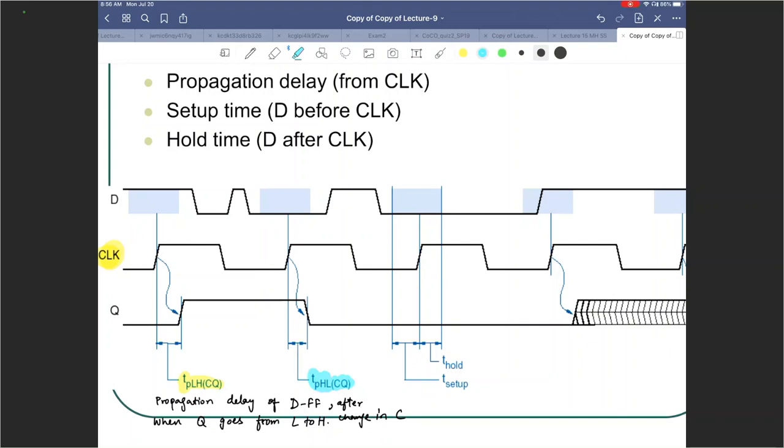Now coming to the setup time and the hold time. Setup time is the minimum time for which I need to hold D stable before the clocking event. And hold time is the minimum time for which I have to hold D stable after the clocking event. So in this case, we are considering the clocking event of interest to be the positive edge of the clock. Hence, we only zone in on these events.